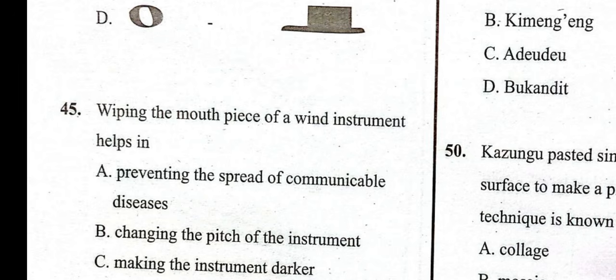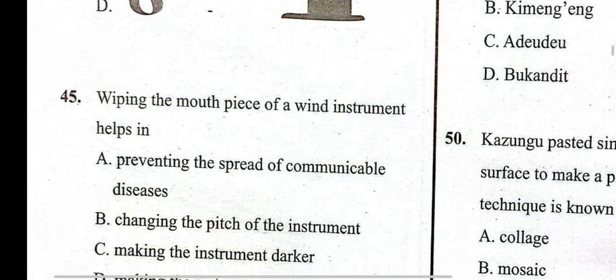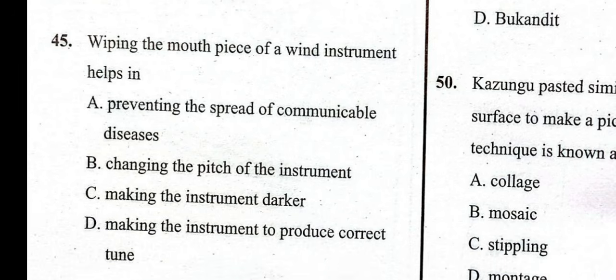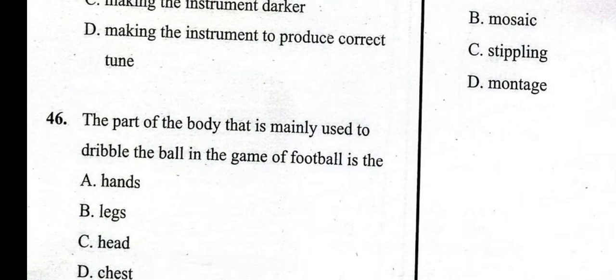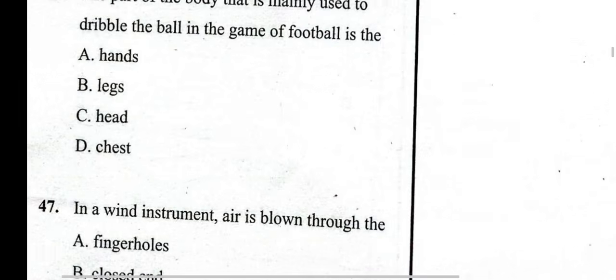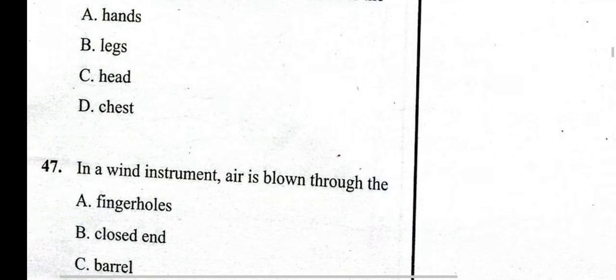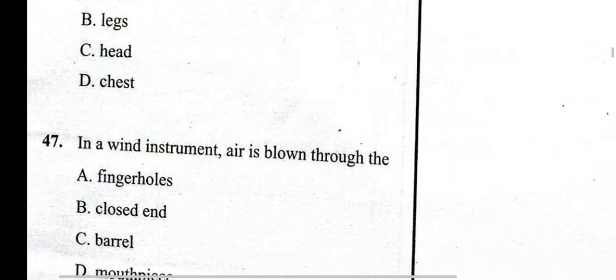Wiping the mouthpiece of a wind instrument helps in A, preventing spread of communicable diseases. Of course, that is correct. We prevent communicable diseases. Then the part of the body that is mainly used to dribble the ball in the game of football. Football, that is like a free mark for this, because football we play using the legs, not dribbling using the heads, not the hands, not the chest. Those ones will be traps and the head.